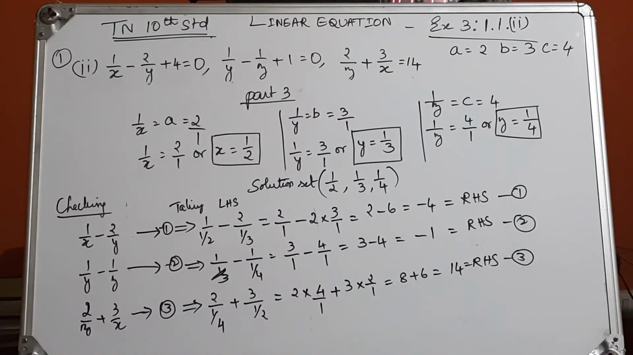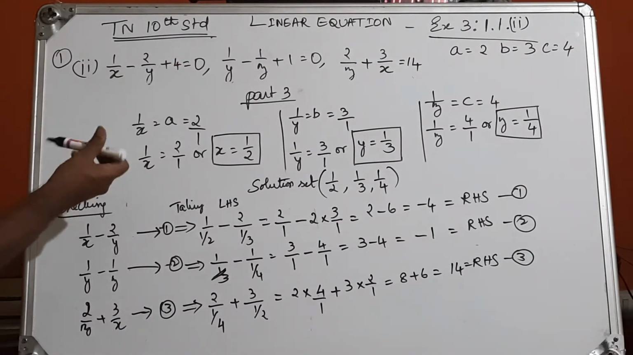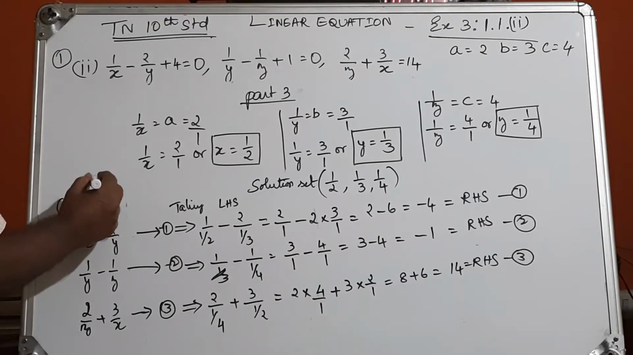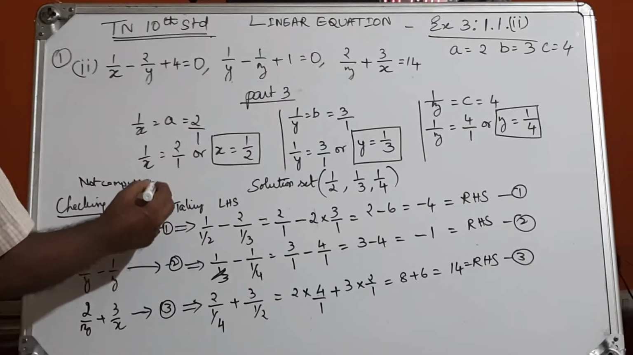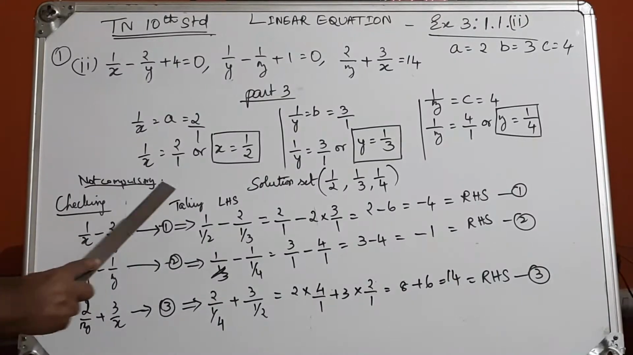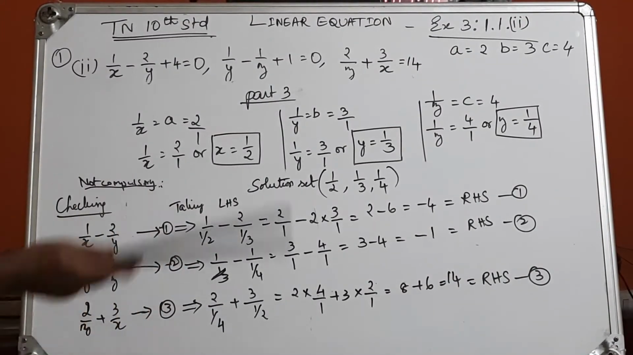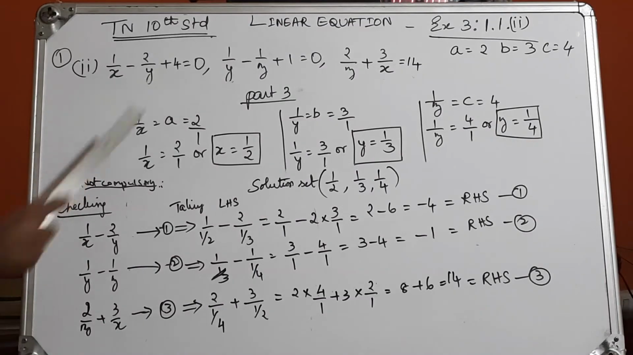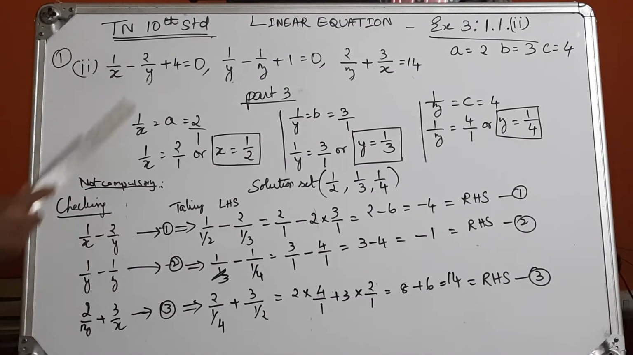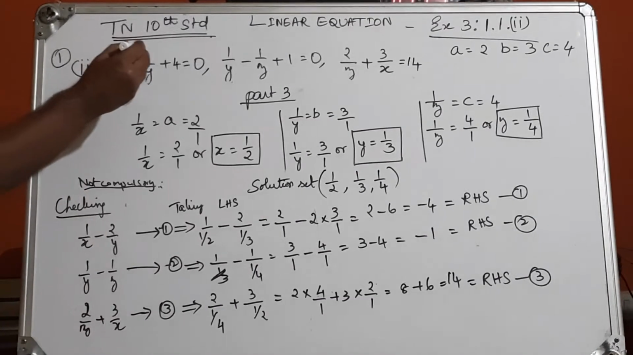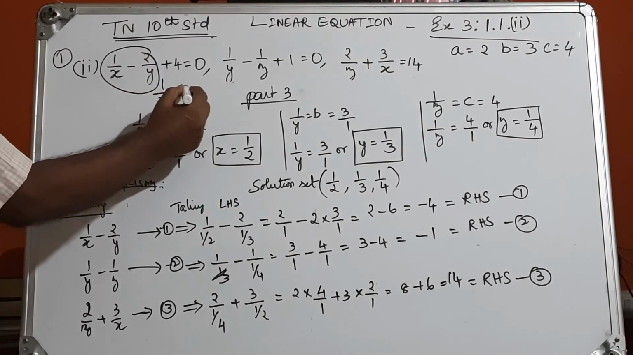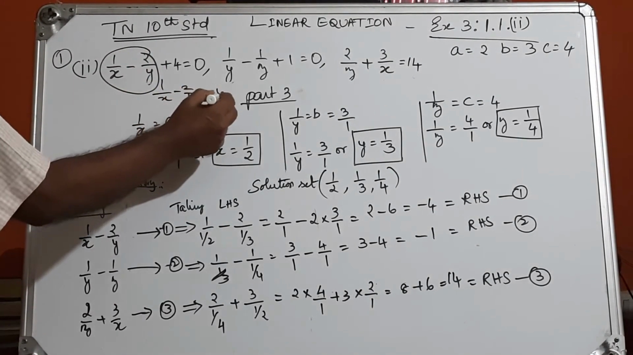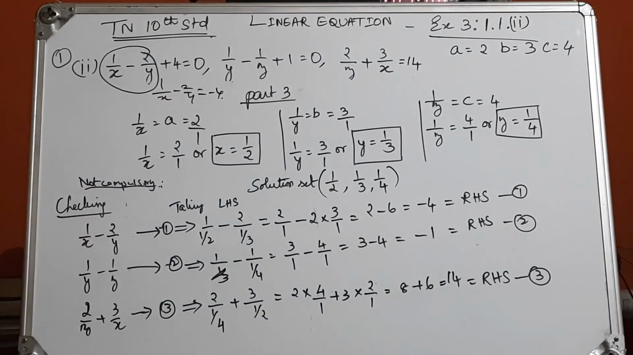If you want, you can check it. It's not compulsory. If you have time, you can check it. The checking, so you just take the left hand side. Take the first equation 1 by x minus 2 by y. Only you must take this side. You must get 1 by x minus 2 by y. The right hand side is minus 4. Don't forget that. So now what will happen?